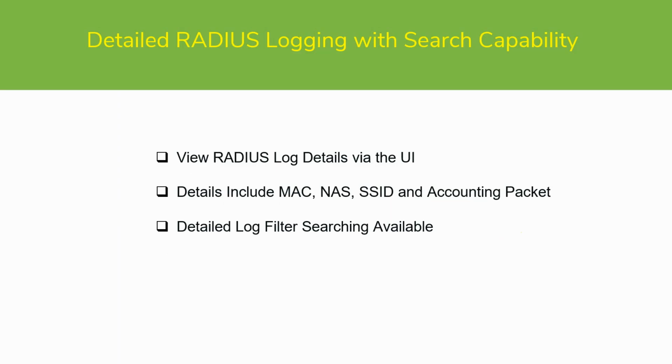Detailed Radius logging with search capability. You can now view Radius log details via the UI. Details include MAC address, NAS information, SSID, as well as accounting packet details. Detailed log filter searching is also available.